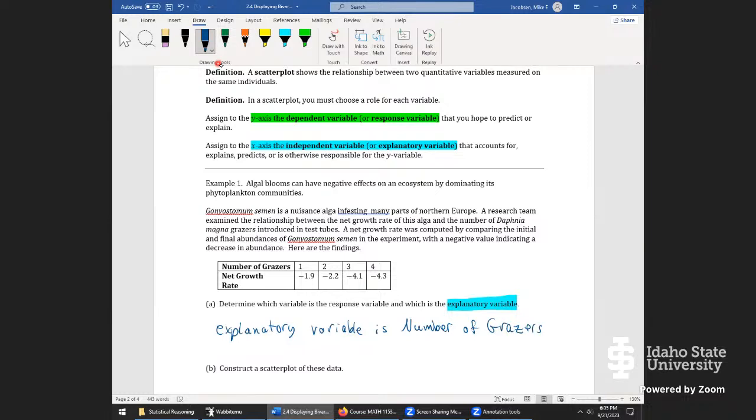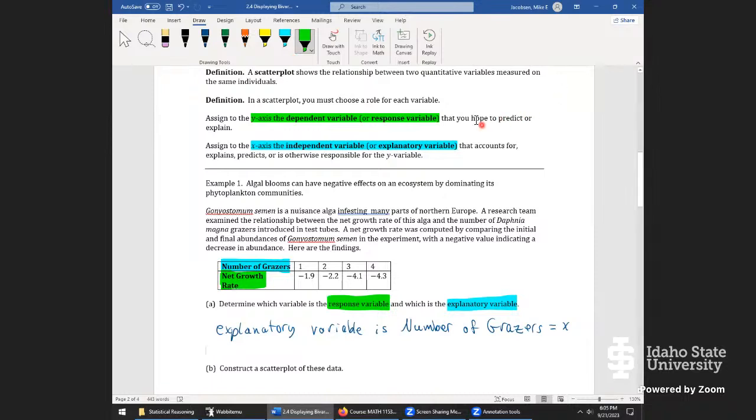Even though this isn't required, it's not a bad idea to just call it X, to remind us that that's going to be plotted along the horizontal axis as its first coordinate. So we have number of grazers going this way. And usually if you find out which one is which, if one is explanatory, the other one has to automatically be the response variable. So good strategy is try to identify one. And now response variable is net growth rate.